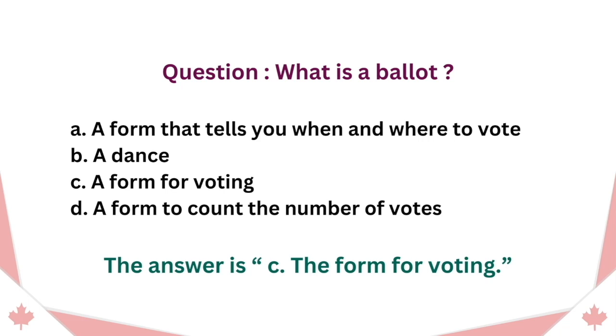Question. What is a ballot? A. A form that tells you when and where to vote. B. A dance. C. A form for voting. D. A form to count the number of votes. The answer is C. The form for voting.